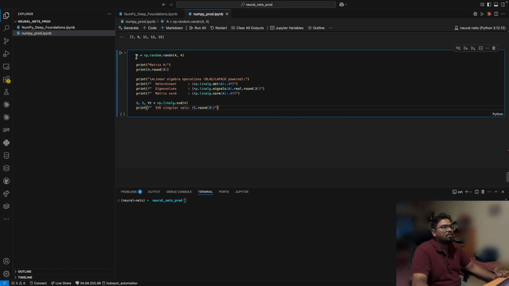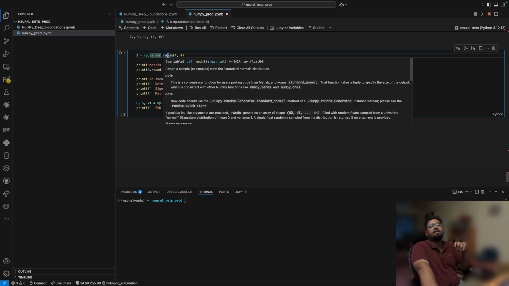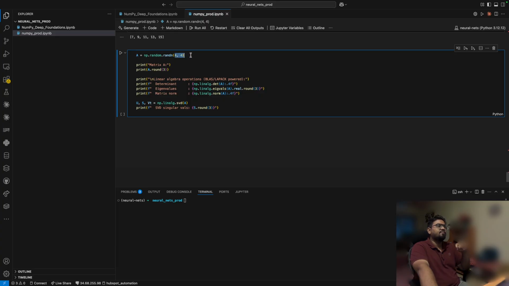So here what we are doing is we are making a NumPy array, which is a 4x4 matrix of random numbers. So numpy.random, and this is random numbers, which is a 4x4 shape. Then we are printing this matrix. We are rounding each of its numbers to 3 decimal places. And then we are performing sub linear algebra, BLAS and LAPACK operations.